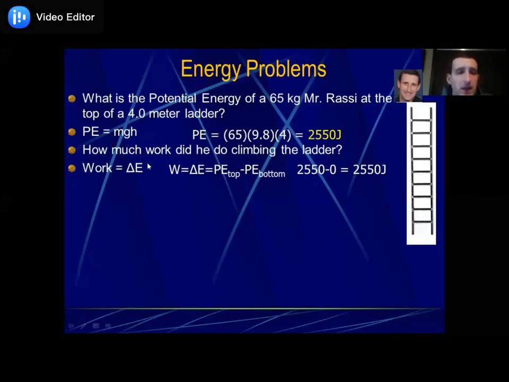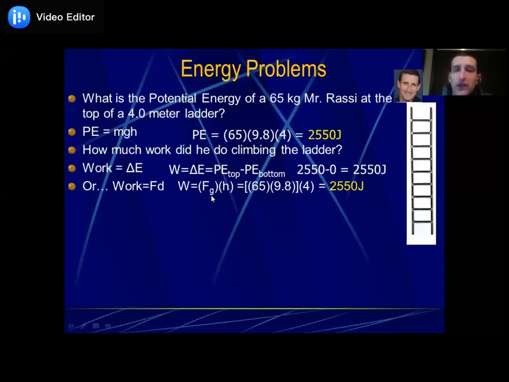But does that check out? Does that check out with our other way of doing work? Our other way of doing work is force times distance. So what force did he have to apply to climb the ladder? And what distance did he go going up the ladder? So work equals force times distance. The force he has to apply is equal to his own weight, right? He's got to lift himself up the ladder.